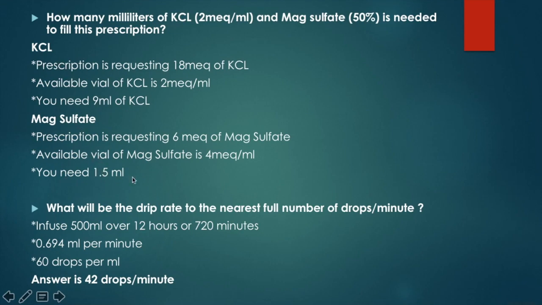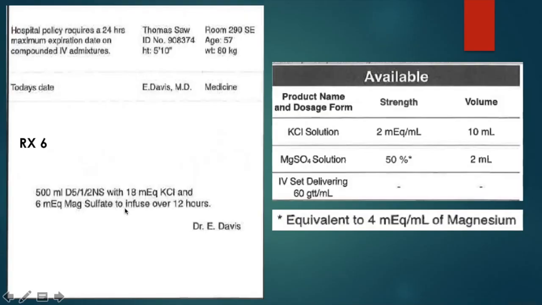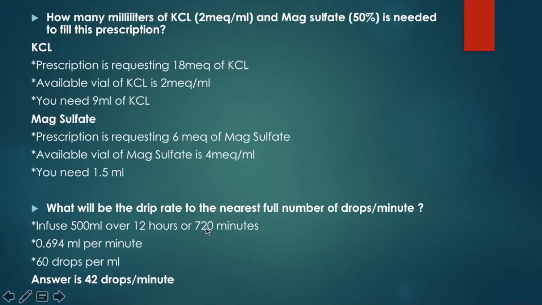What would be the drip rate to the nearest full number of drops per minute? Once again, they give you the answer right here. Infuse over 12 hours. Infuse 500 ml over 12 hours. How many minutes is 12 hours? 720 minutes. You divide, you get 0.694. Not your answer, but that's what you get in mLs per minute when you divide. Multiply by 60 drops per ml, and that's your answer.